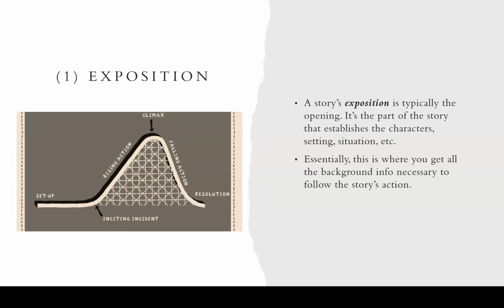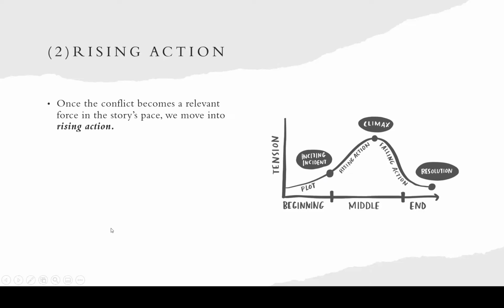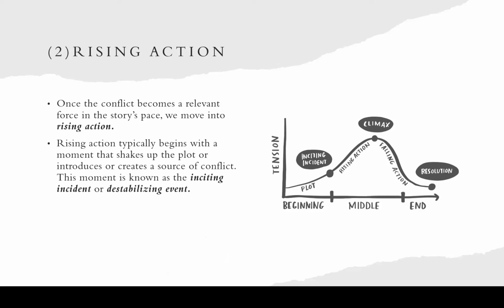The second part of a plot is typically what we call the rising action, and that's when the curve starts to tick up. This happens once the conflict becomes a relevant force in the story's pace or action. The action starts to rise. Another way of thinking about it is this is just when stuff starts happening. Typically in the exposition, not a whole lot is going on. When things start happening and we start moving towards a climax, that's what we call rising action.